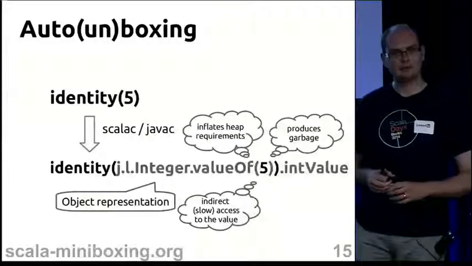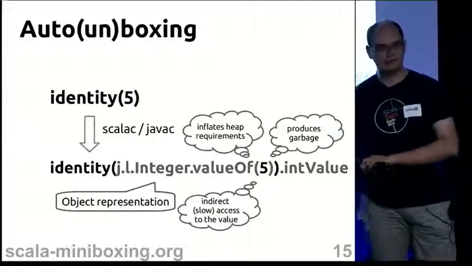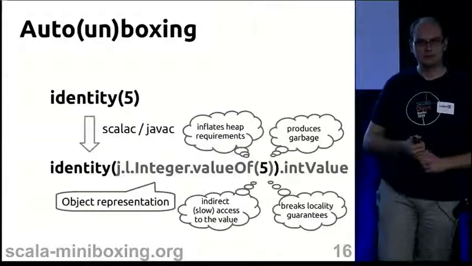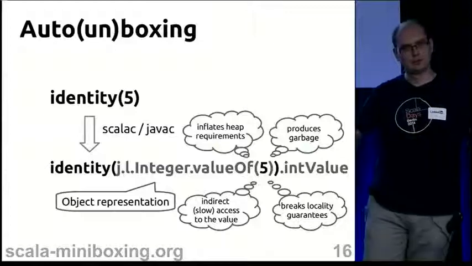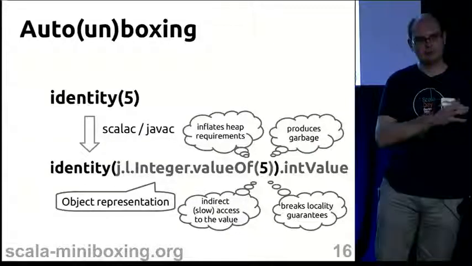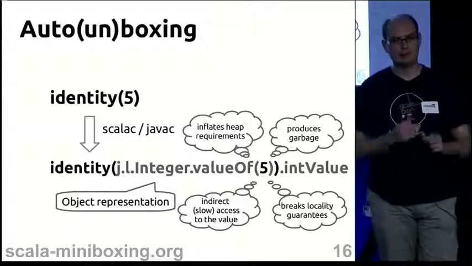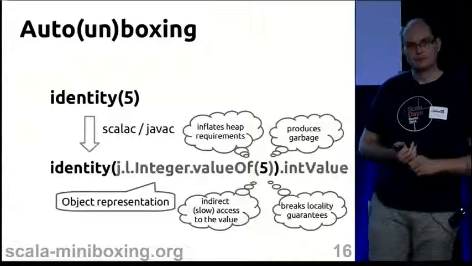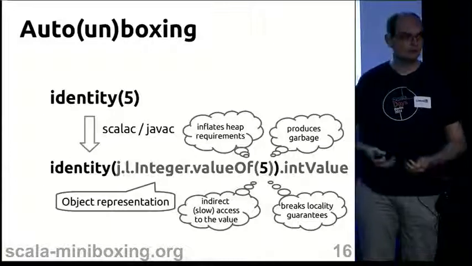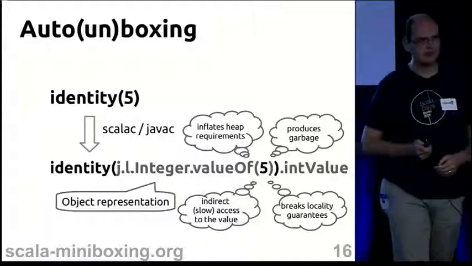It's indirect addressing, because you don't get the value directly. You have to go through a pointer to some offset and read it from there. And finally, it breaks all guarantees about locality. If you have an array of unboxed integers, you have a guarantee that they will be one after the other in memory, so you can get them in a cache line. Whereas if you have an array of boxed integers, well, they're pointers. They could potentially point to any place in the heap, not necessarily local. So this is pretty bad.